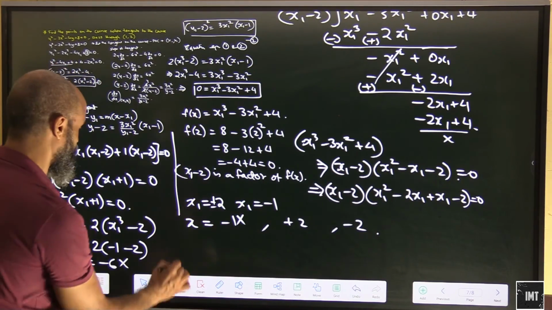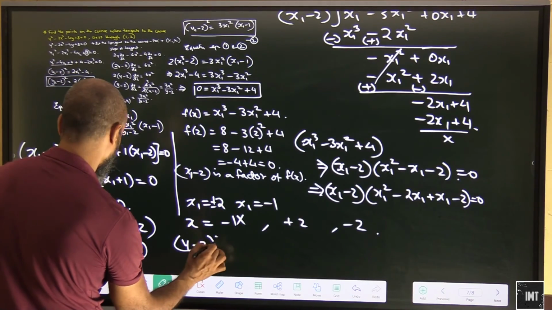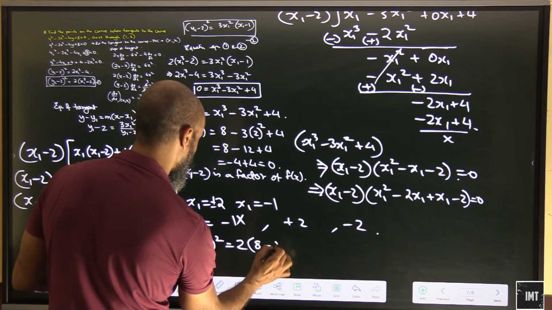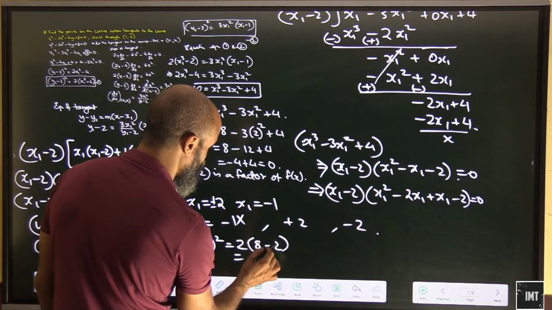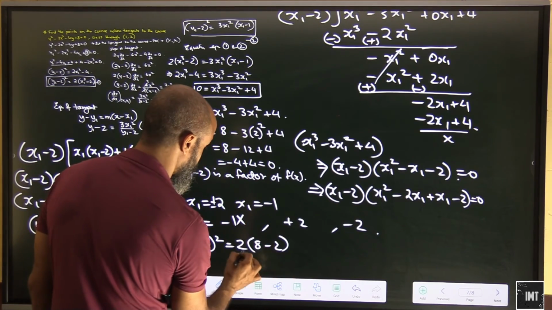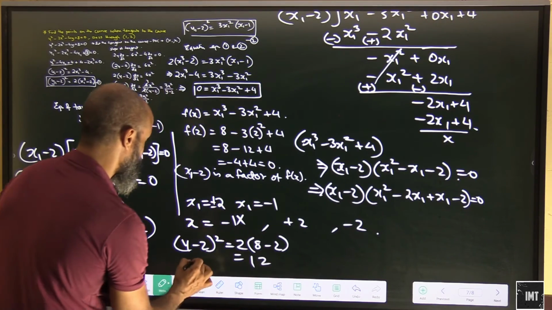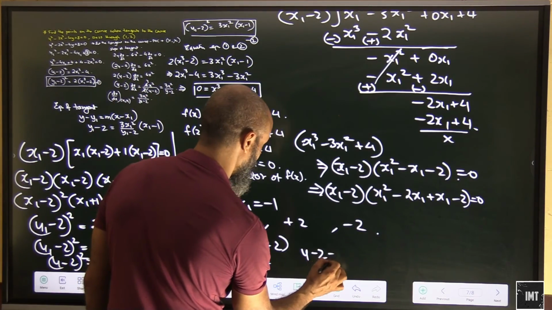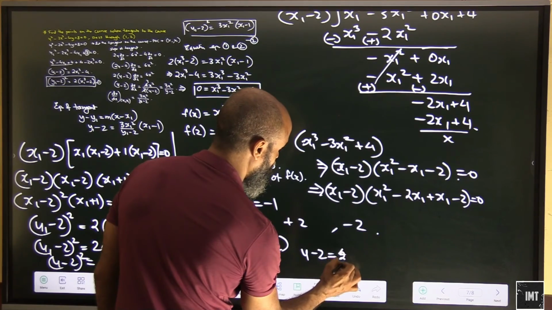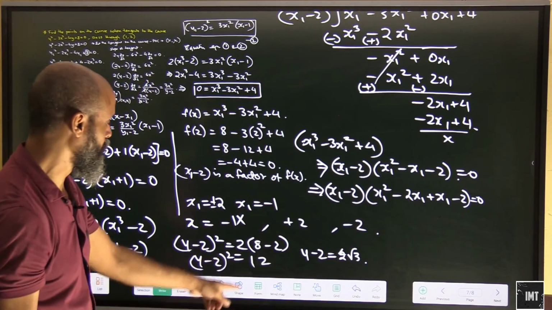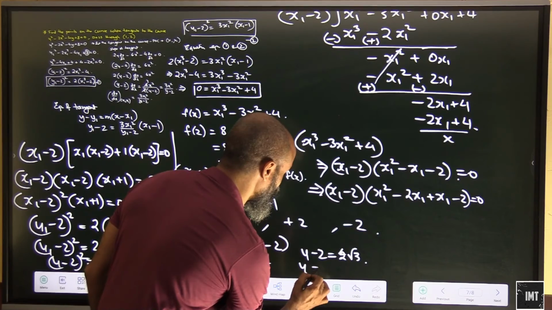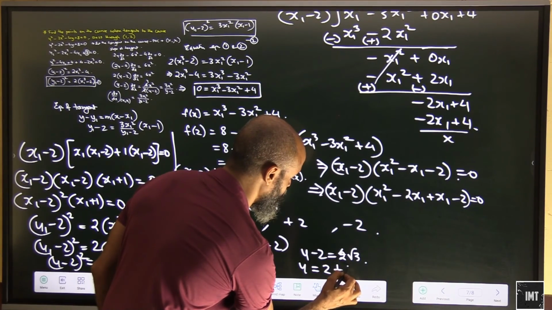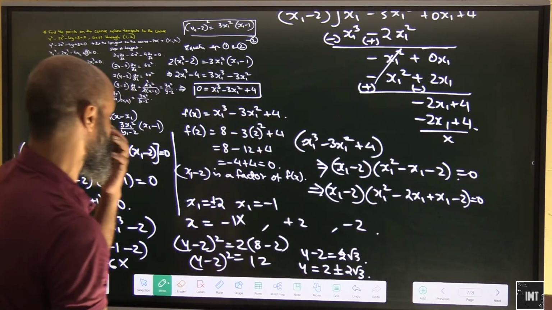Let's say we put x = 2. So (y - 2)^2 = 2 into x^3, that is 8 - 2. This would make sense. 8 - 2 is 6, 6 into 2 is 12. So (y - 2)^2 = 12. So y - 2 = 2 under root 3. So y = 2 plus minus 2 under root 3.